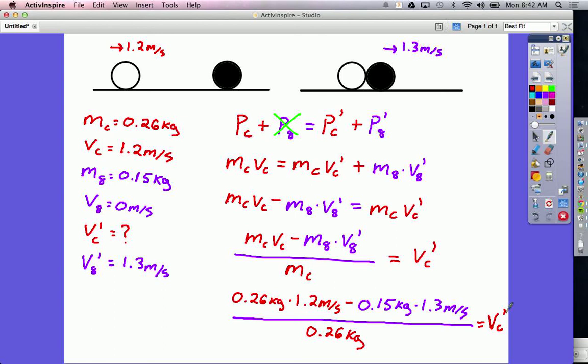And I'm out of room to write this down here on the bottom, so I'm going to write it on the left bottom corner, and I should get that the velocity of the cue ball after the collision is 0.45 meters per second. That's a positive 0.45 meters per second, so your cue ball would roll after the 8 ball, would continue to move toward the right.